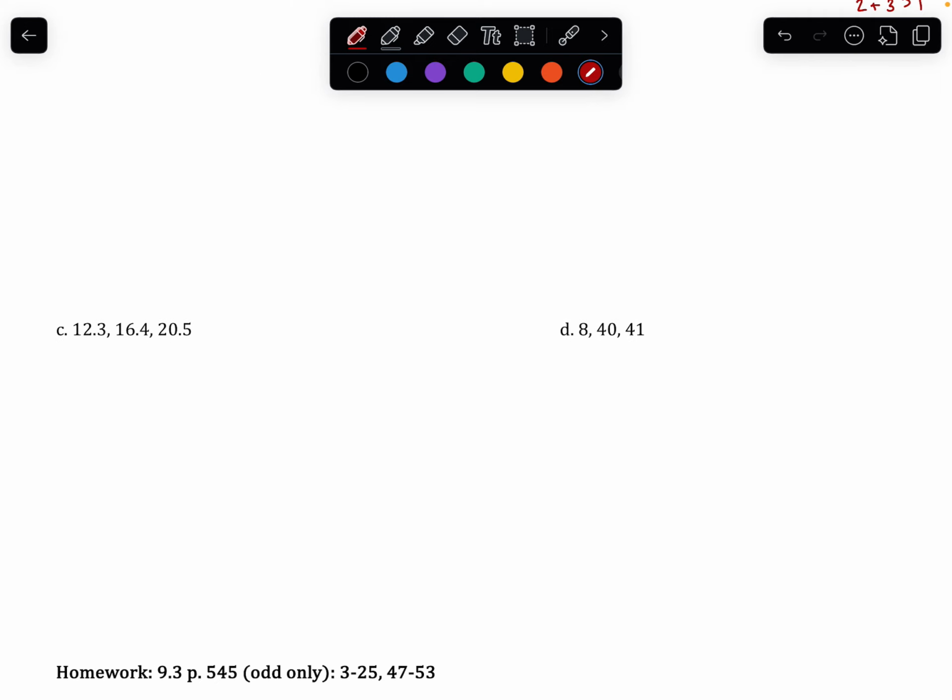Is 12.3 plus 16.4 greater than 20.5? Yes. Is 16.4 plus 20.5 greater than 12.3? Yes. Then is 12.3 plus 20.5 greater than 16.4? Yes. Is 8 plus 40 greater than 41? Yes. Is 40 plus 41 greater than 8? Yes. And is 8 plus 41 greater than 40? Yes. All right, so we can solve all three of these problems.